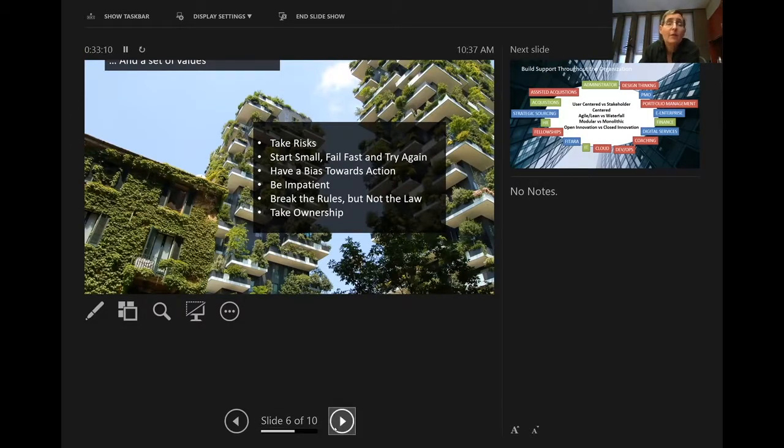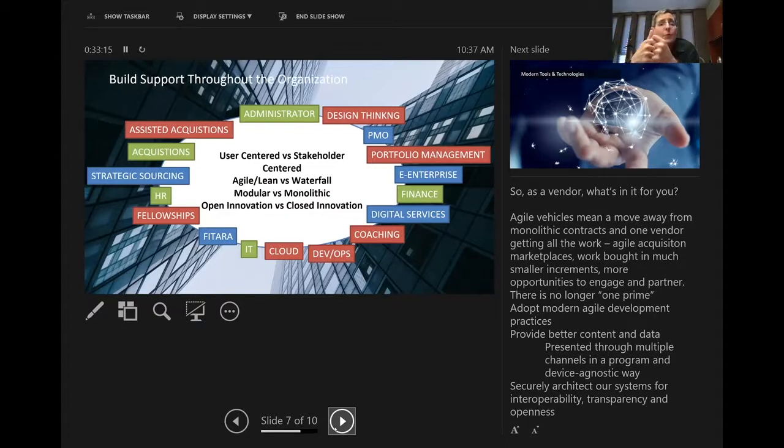Okay. So the next thing you need to do is also build support for the organization. And this is an example from the EPA, and this slide is directly courtesy of Greg. But what he and I did, and others after Greg, and hopefully continuing, is create an ecosystem where wherever you looked, people were pushing you back towards user-centered design, agile and lean, modular design, and open innovation. So if you went to any office in the organization, if you went to the team that did assisted acquisitions, if you went to the administrator's office where they were building a design thinking group, if you went to the strategic sourcing team, wherever you went, those things would push you back into Agile.